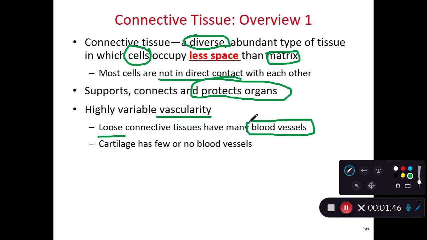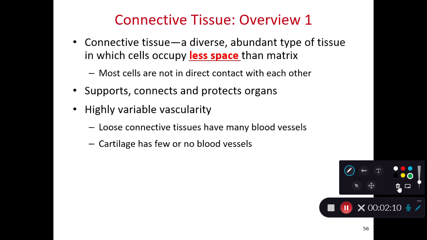But then there are other kinds of connective tissues, such as cartilage, that have almost no blood vessels in them. And that's both good and bad. It's good in that we're not constantly bleeding from our knees whenever we jump up and down or run up the stairs. But on the flip side, it also means that if we damage our cartilage, it takes a very long time to heal from those injuries because there's very low nutrient delivery rates.